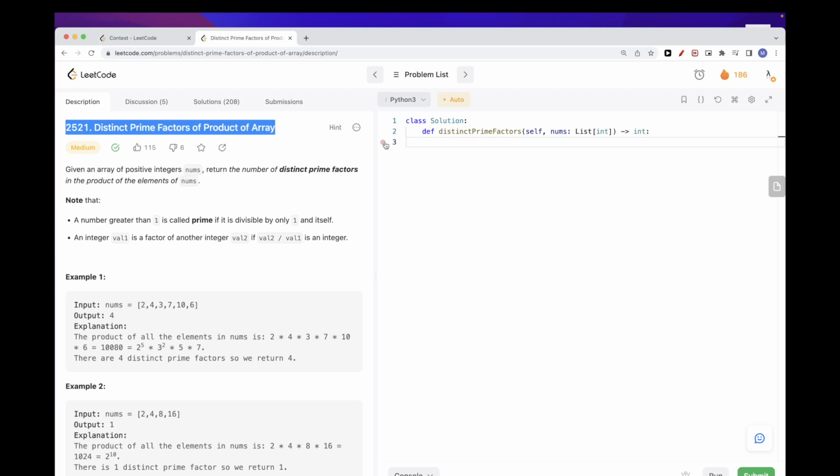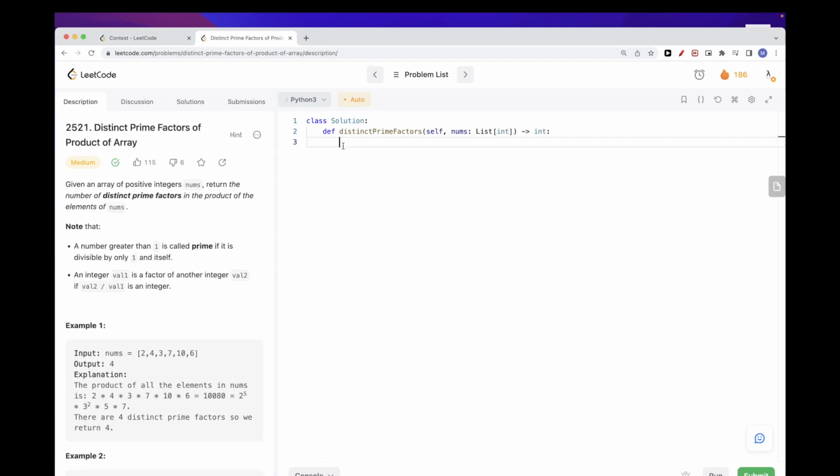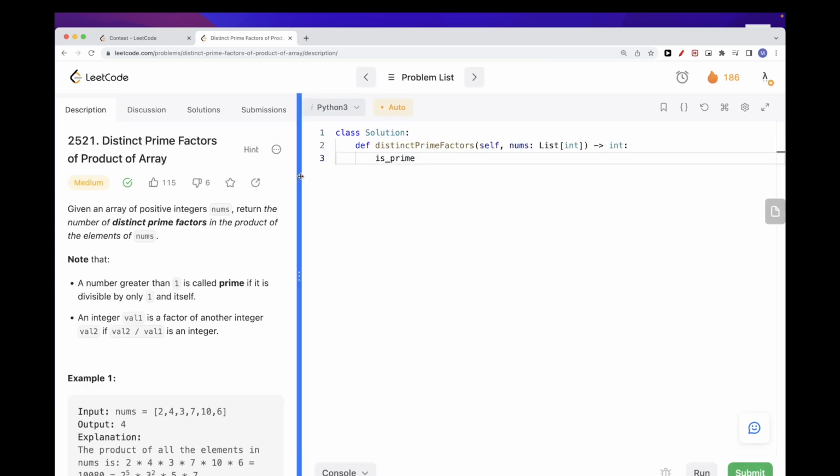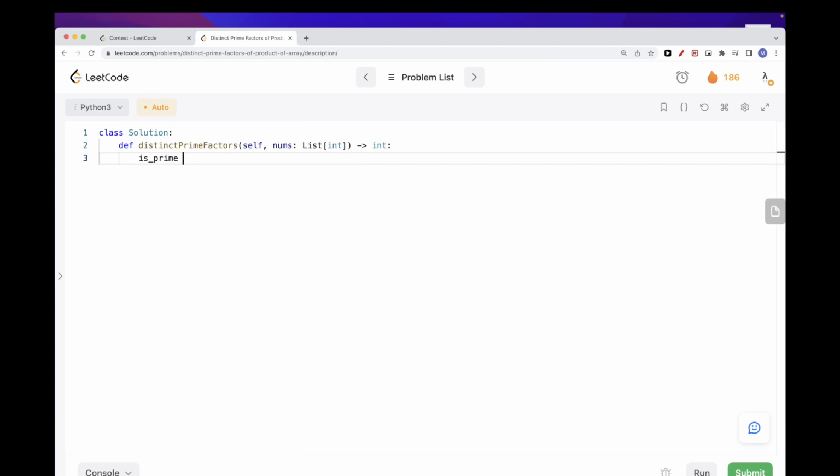Okay, so let's implement the solution we just saw in the overview. So we said we need to define the prime factors. We need to find all the numbers, whether they are prime or not.